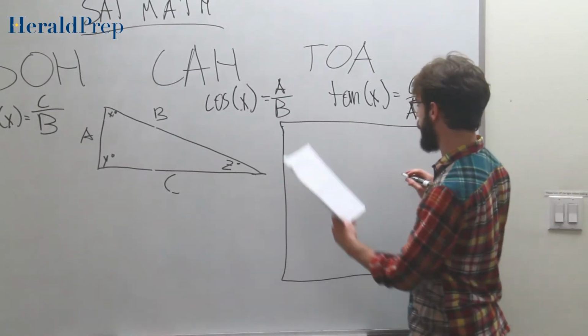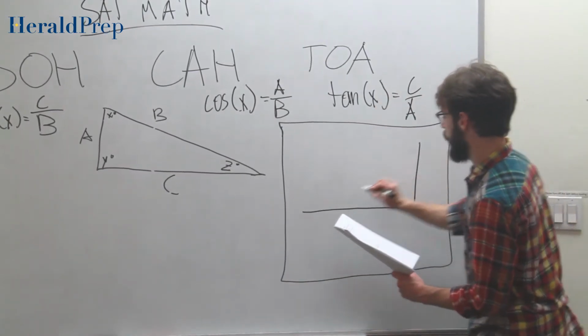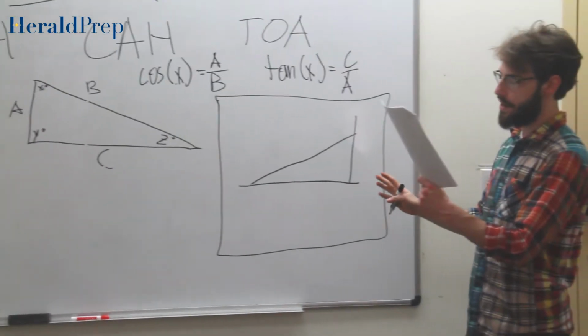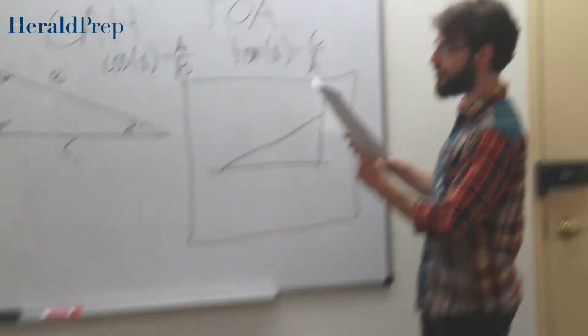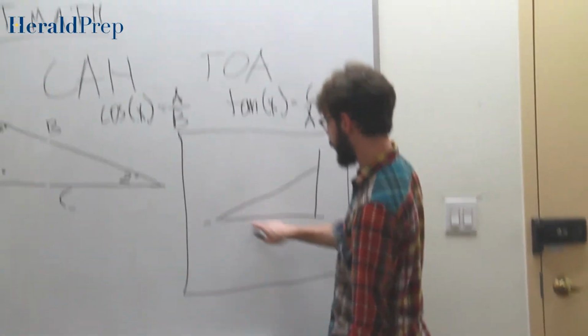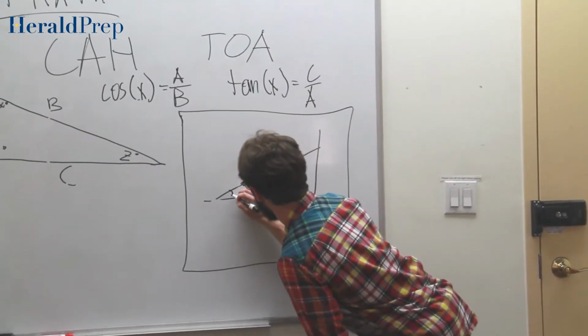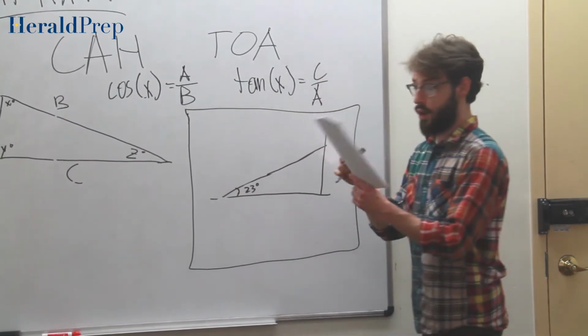Okay, so what do we have here? We have the ground, we have a wall, and we have a ladder. What specific information are we given in the question? Well, we know the ladder makes an angle of 23 degrees from the ground. Okay, this is the ground, this is the ladder, so we know this angle here is 23 degrees. What else do we know?